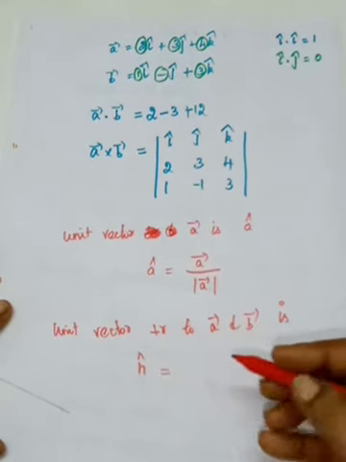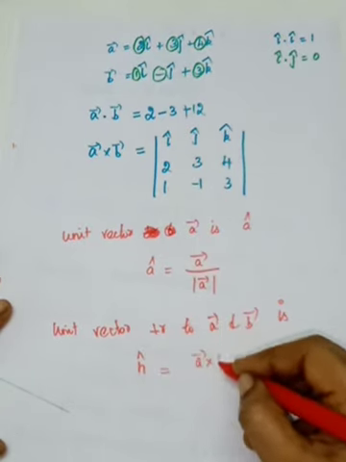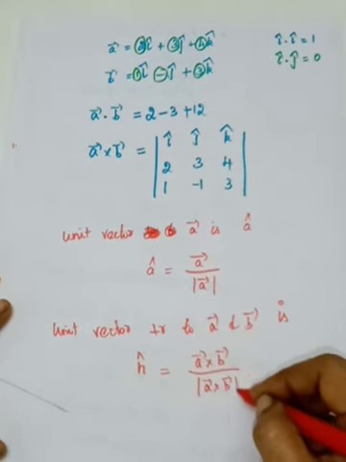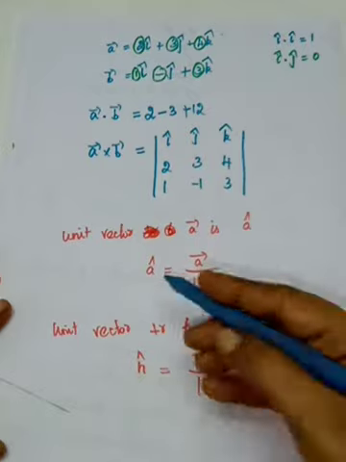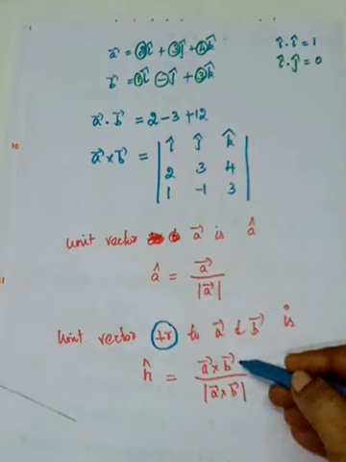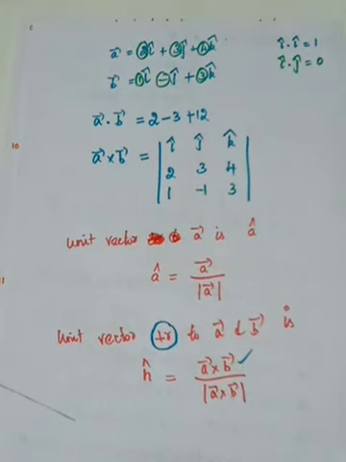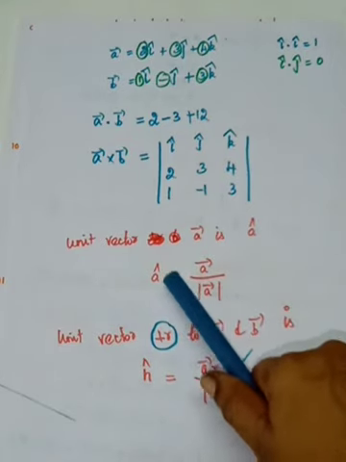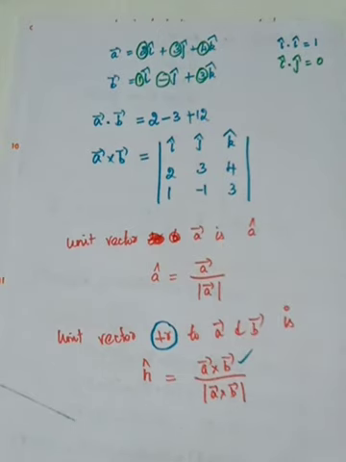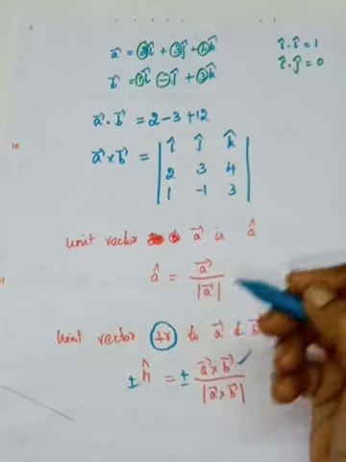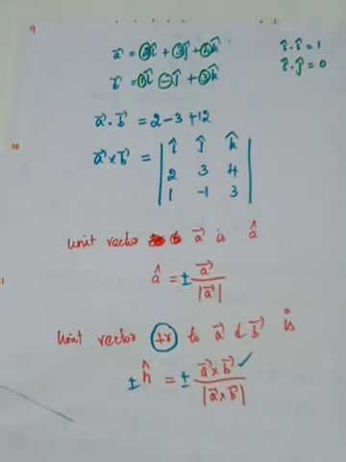So what is the formula you have to write? It is a vector cross b vector by modulus of a vector cross b vector. Which word is important? Perpendicular to both the vectors means you have to use a vector cross b vector divided by modulus of a vector cross b vector. If the unit vector alone is asked, you have to find a cap equal to a vector by modulus of a vector. For both, you can write plus or minus. Okay, thank you students.